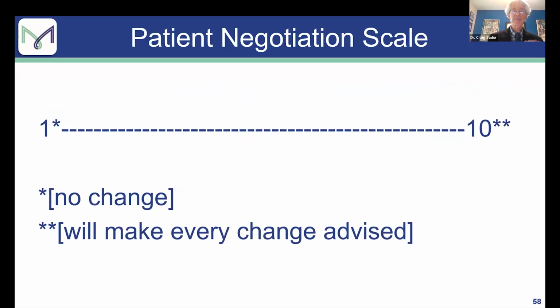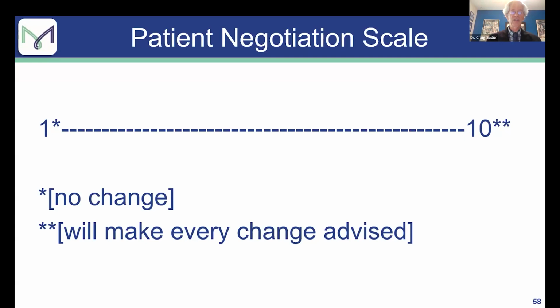So then you can take out a piece of paper, and on one side, use the number 1, which will represent no change. And the other side represents 10, the patient will make every change advised. So in other words, it's sort of a third party. And it's really trying to take the shame, the guilt, the embarrassment out of it for the patient, because you just want to see, where is he mentally? Because that could be a pathway to get him some help.